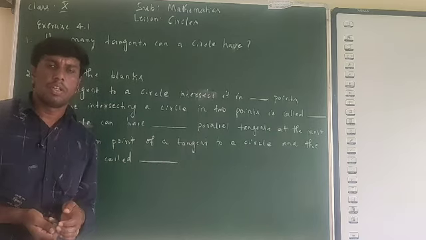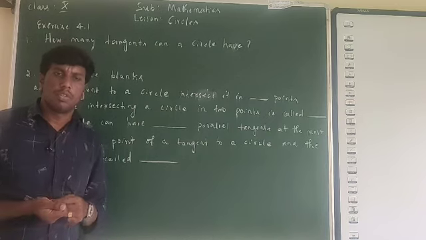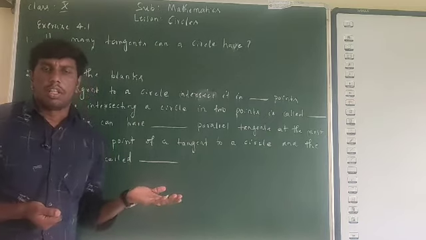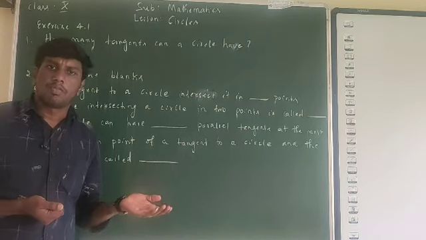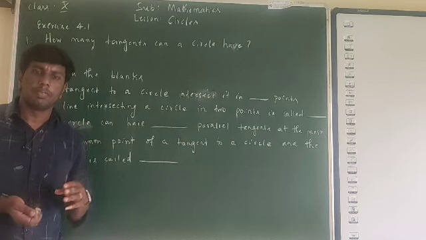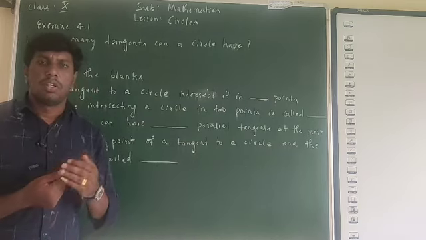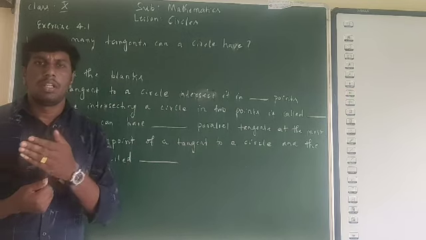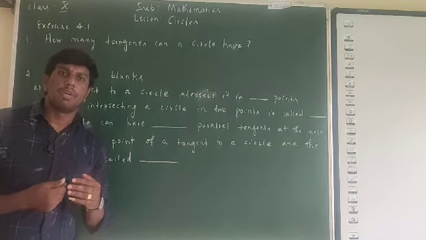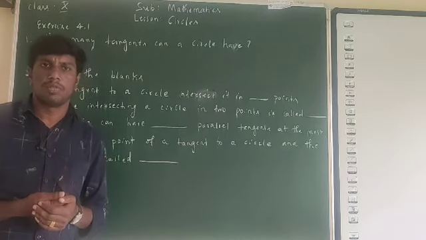In circles, in the last video we discussed two important theorems. Theorem one: the lengths of tangents drawn from an external point to a circle are equal. The other theorem: the radius at the point of contact and the tangent drawn from the external point are perpendicular to each other. So these two are very important theorems.